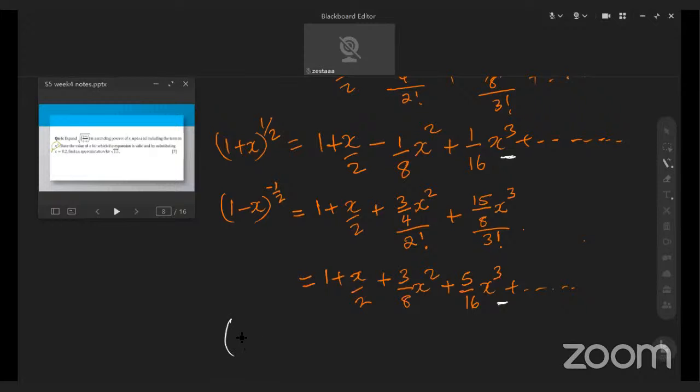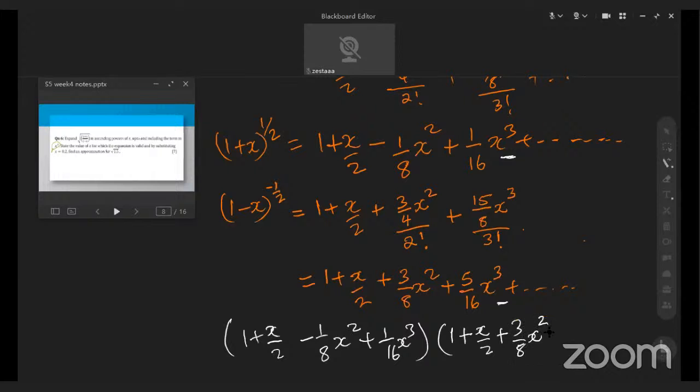So here we have 1 plus x over 2 minus 1 out of 8 x squared plus 1 out of 16 x cubed. We are multiplying it by 1 plus x over 2 plus 3 over 8 x squared plus 5 over 16 x cubed. Of course, there are those plus and so on. These are the two things we have.